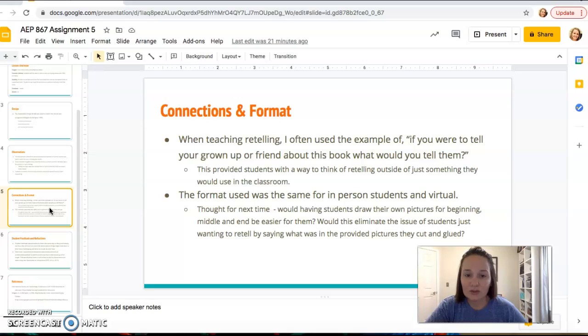The format was used for in-person and virtual students. I still have two that are virtual.